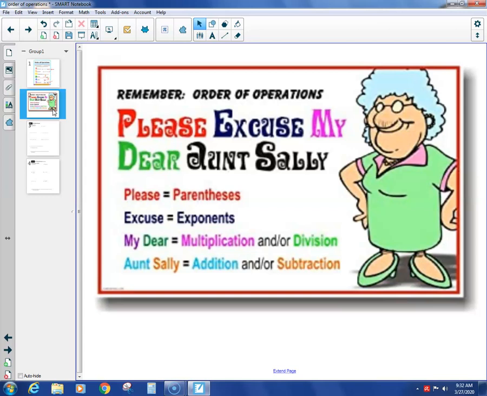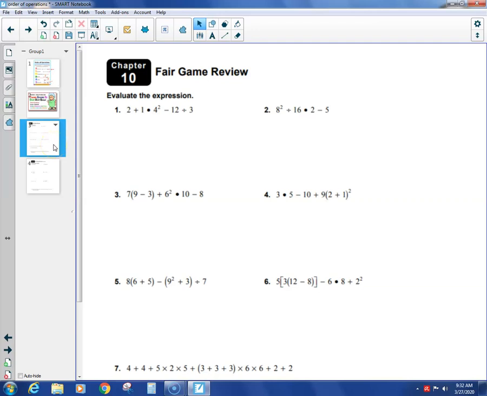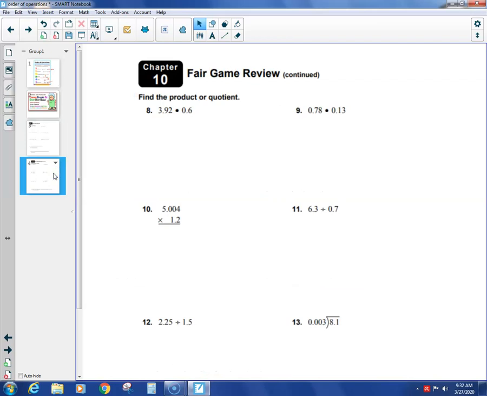All right, so you're going to do a worksheet today, fair game review, and you're just going to evaluate each expression. Go ahead and use the order of operations on all of these, and then after you do that, you've got one more page to do, which is just basic multiplication and division. You can take care of that.